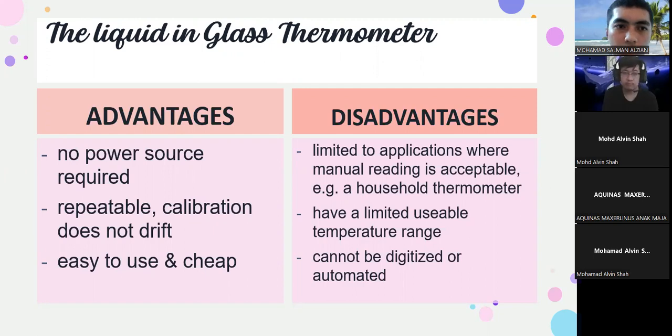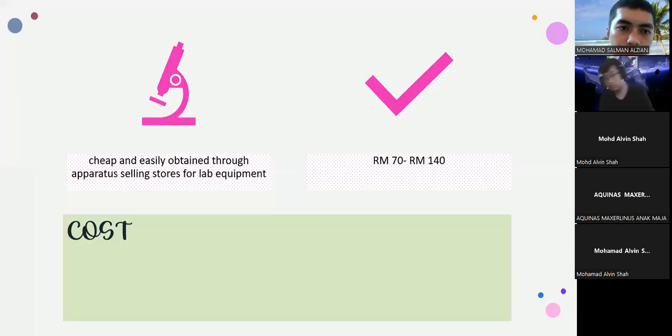The liquid in glass thermometer advantages: no power source required, repeatable calibration that does not drift, easy to use and cheap. And disadvantages: limited to applications where manual reading is acceptable. Household thermometers have a limited usable temperature range and cannot be digitized or automated. The cost is cheap and easily obtained through apparatus stores for lab equipment, and the price is 70 ringgit to 140 ringgit.